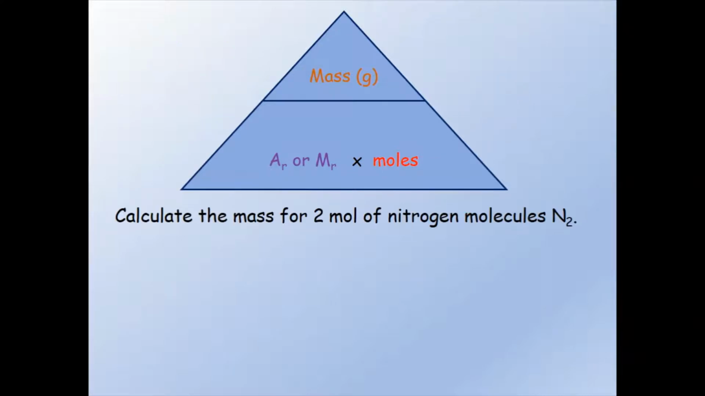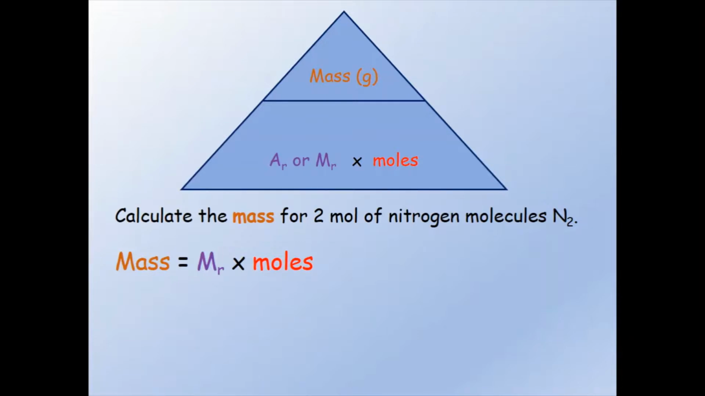Calculate the mass for 2 mole of nitrogen molecules, N2. So now what we need to calculate is the mass, and we need to look at the triangle to find out how we can do this. So mass equals, if we cover up the bit with the mass at the top, we are left with Ar or Mr times moles. We're given molecules here, so we need to use Mr, the relative formula mass. So we get mass equals Mr times moles.